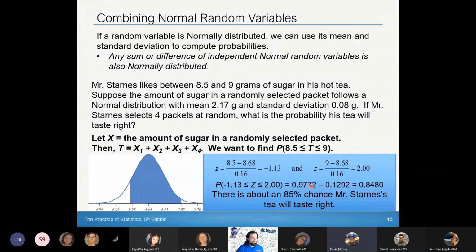We get 0.9772 for the proportion under the curve less than or equal to 2. We get 0.1292 as a proportion under the curve less than negative 1.13. So we subtract that from 0.9772, which gives about 0.85, which means there is about an 85% chance Mr. Starnes' tea will taste right.